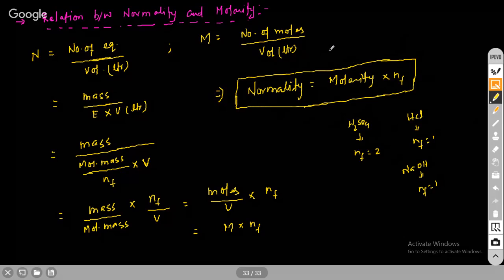Why is it important? Because sometimes you have to equate the number of equivalents, and for that, normality is required. But normality will not be given in the question. They'll give you molarity. With molarity, and you know the n factor value, if you multiply these two, you'll get normality. And then normality into volume gives you the number of equivalents. So that is how we find the relation of normality and molarity. Now, a few examples I'll give you of how you calculate n factor in reacting condition. We have already done this kind of example in the last class.